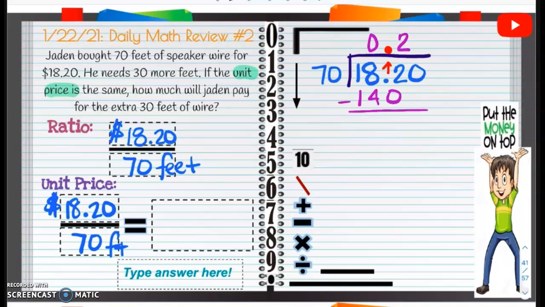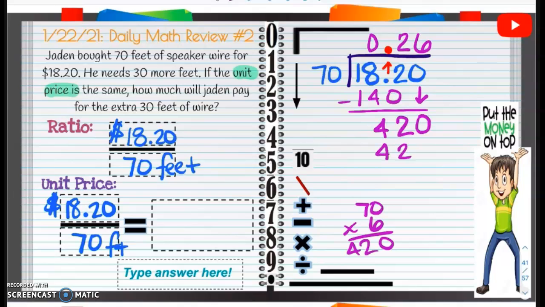Now we'll subtract. 2 minus 0 is 2. 8 minus 4 is 4. 1 minus 1 is 0. Bring down that 0. How many times can 70 go into 420? I know 7 times 6 is 42, so that's going to be 6 times. 70 times 6, 6 times 0 is 0, 6 times 7 is 42. So yes, we do have that, 420. We subtract, we get 0, nothing left to bring down, no remainders. So for 1 foot of speaker wire, it's $0.26 for 1 foot of wire.